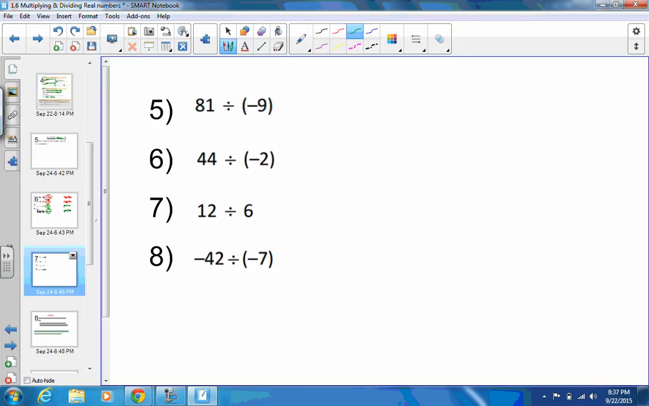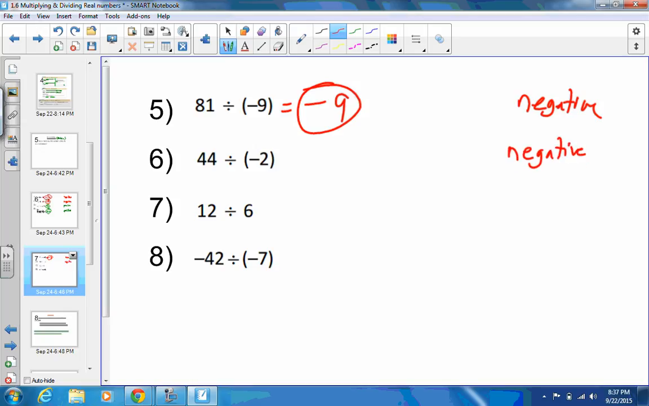All right, number 5 says 81 divided by negative 9. We have one positive, one negative. So the answer is going to be negative. And 81 divided by 9 is 9, because 9 times 9 gets 81. So we have negative 9. All right, 44 divided by negative 2. Again, one of each, so it's a negative result. So then we have negative 44 divided by 2 would be 22.